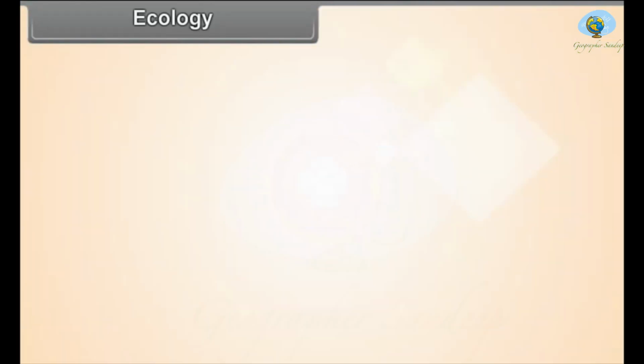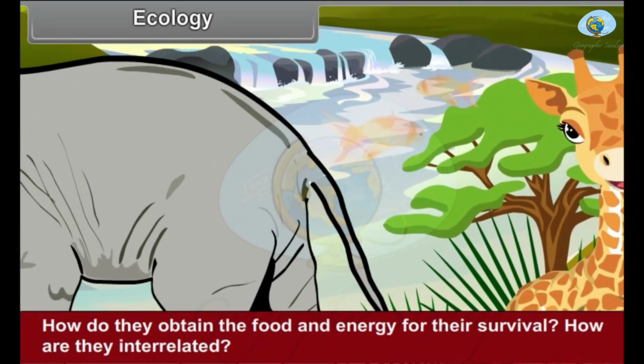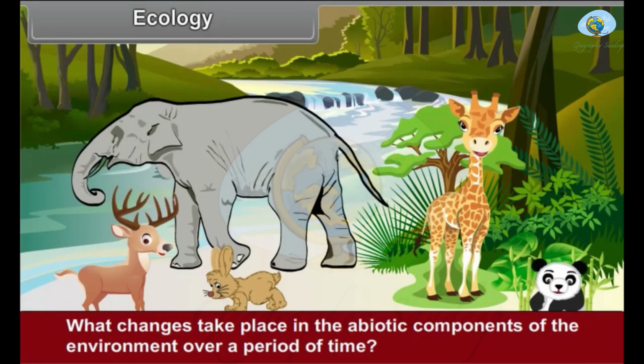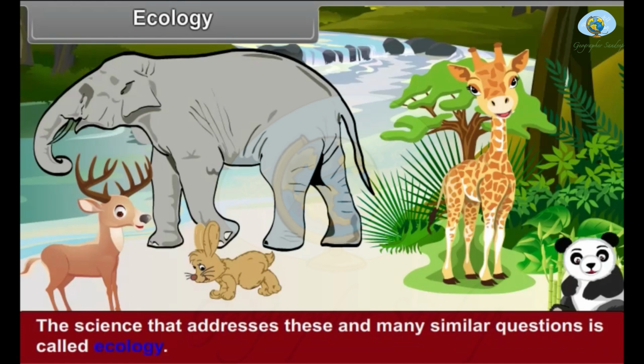Ecology. How many organisms live in a lake or a region? How do they obtain the food and energy for their survival? How are they interrelated? What changes take place in the abiotic components of the environment over a period of time? What are the effects of such changes on the biotic components? The science that addresses these and many similar questions is called ecology.